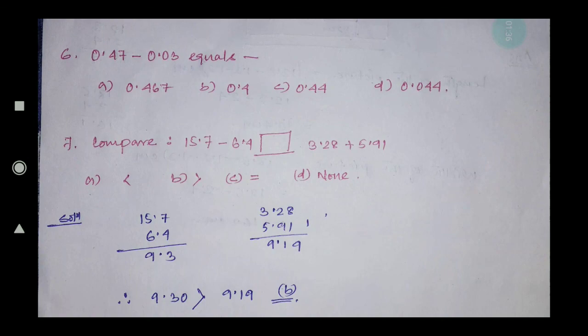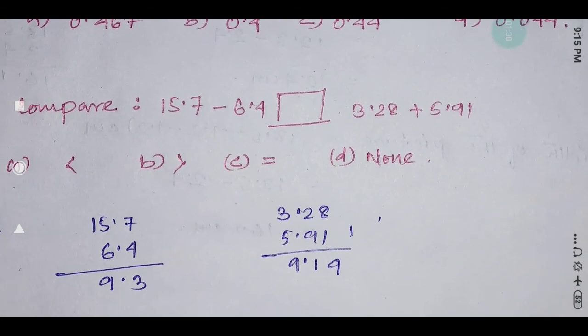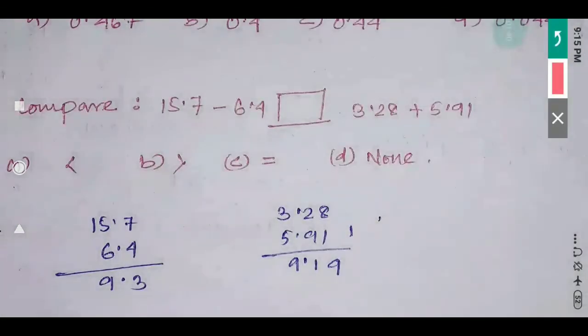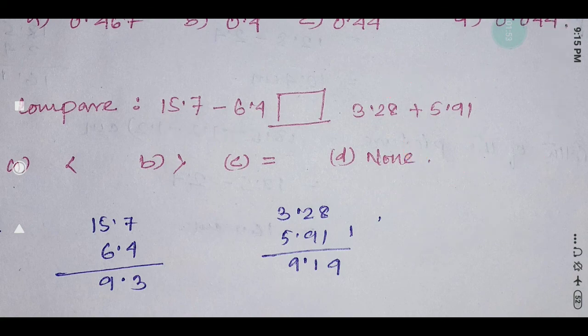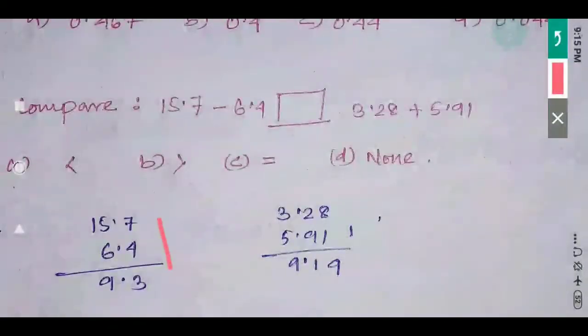Now question number 7, comparison you have to do. First of all you check the left hand side. 15.7 minus 6.4, how much is it? 7 minus 4, 3, 15 minus 6, 9, so 9.3. Remember that 9.3 you have got here.